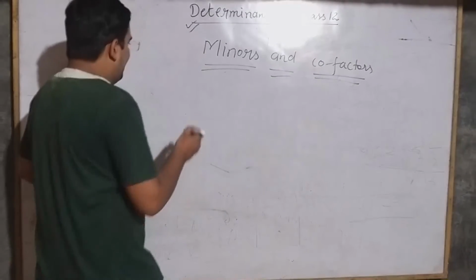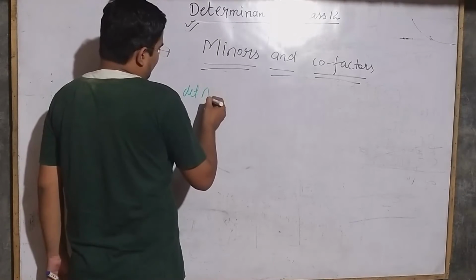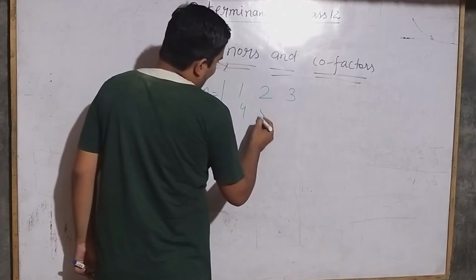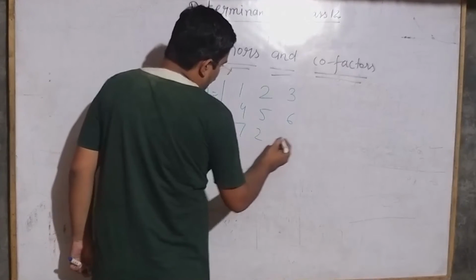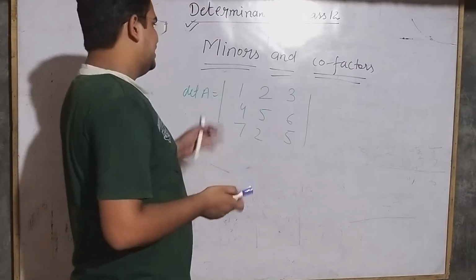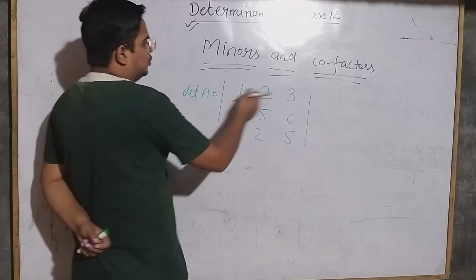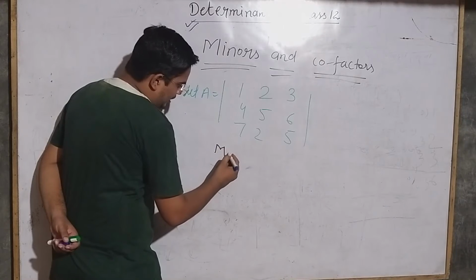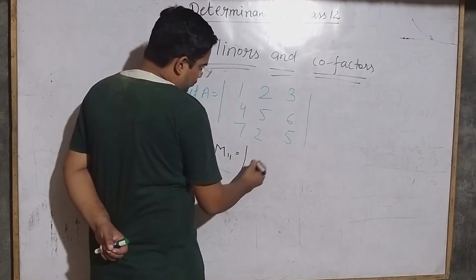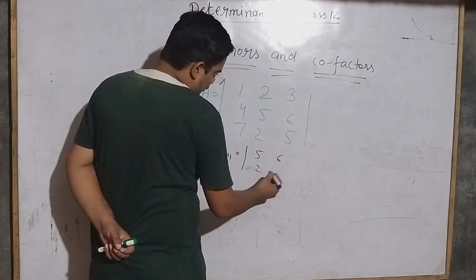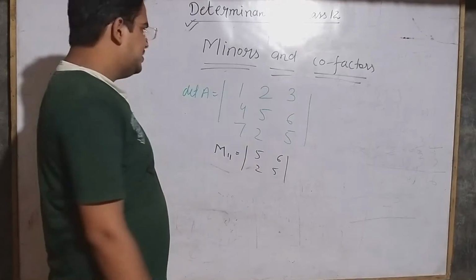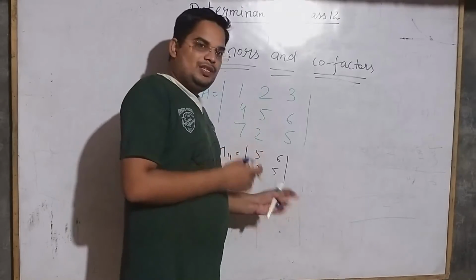Look at this. I am having a determinant of A is equal to 1 2 3, 4 5 6, 7 2 5, like this. Okay, so if I talk about the minors, how many minors are there? If I talk about the first row, so if I talk about the M11, first row, first column, then what you will get? You will get 5 6, 2 5. This is the value of the minor. What I am saying to you, if you take first row, first column, this is the first minor.